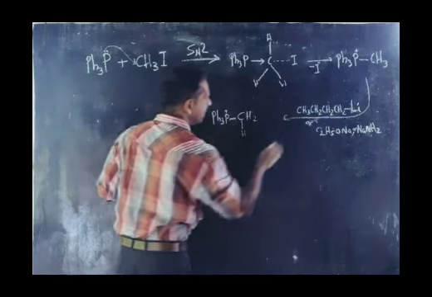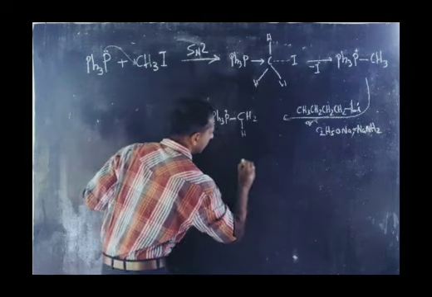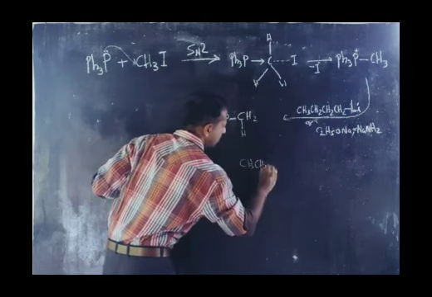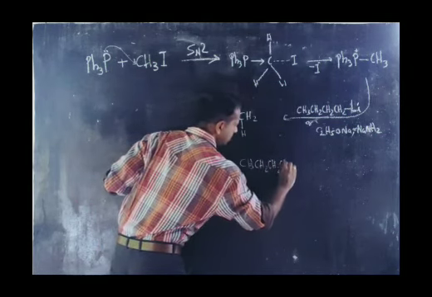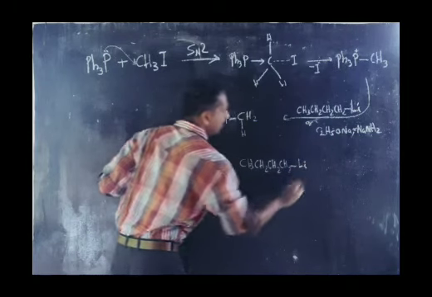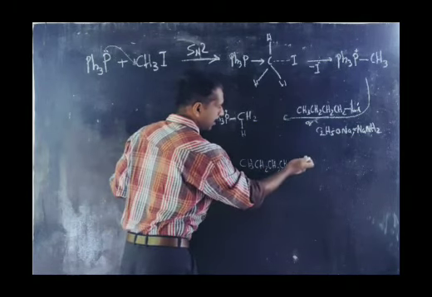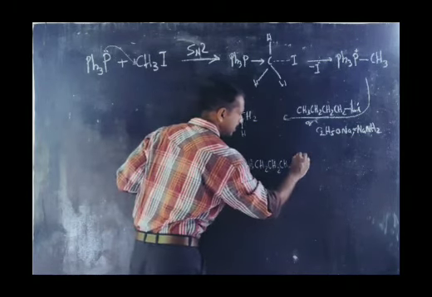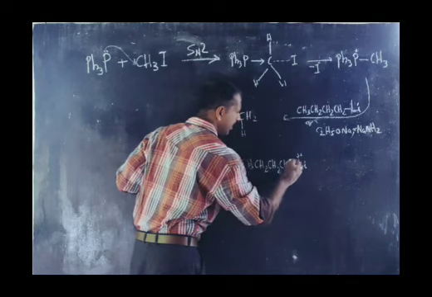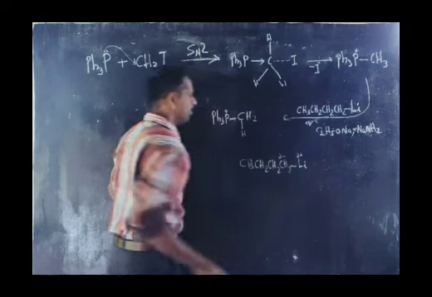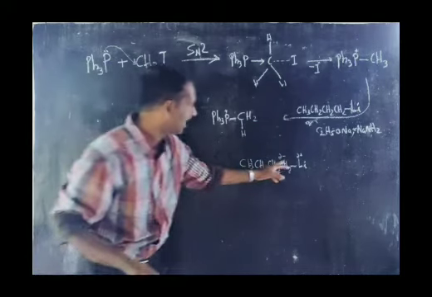Now what will happen? This base is CH3CH2CH2CH2Li. Of course, since the metal part is here, this is delta positive, and this is delta negative, and this carbon is delta negative.